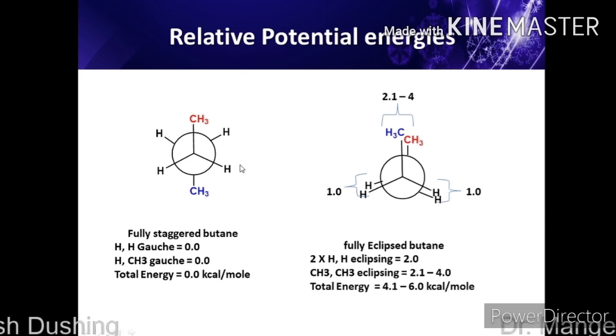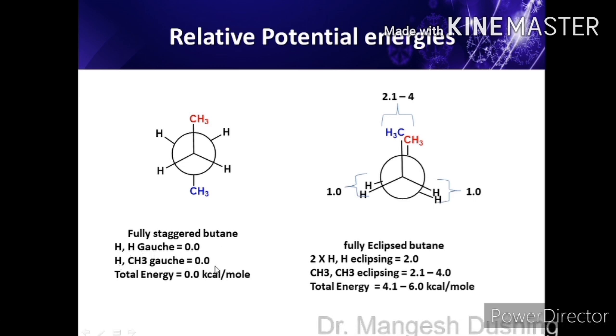This is the fully staggered butane. Methyls are maximally away from each other, making an angle of 180 degrees. So hydrogen-hydrogen gauche is 0, hydrogen methyl gauche is 0, so here all energies are 0. So the total energy of the molecule is 0.0 kilocalorie per mole.